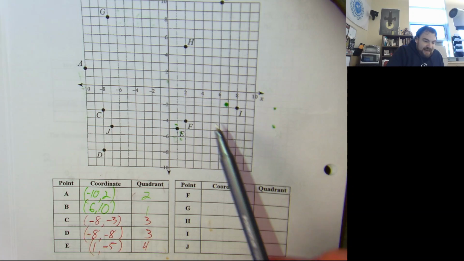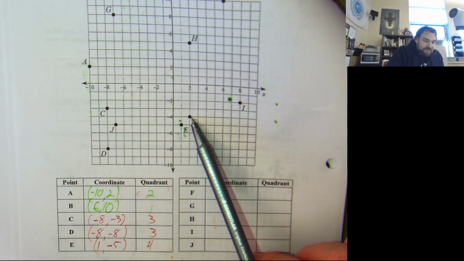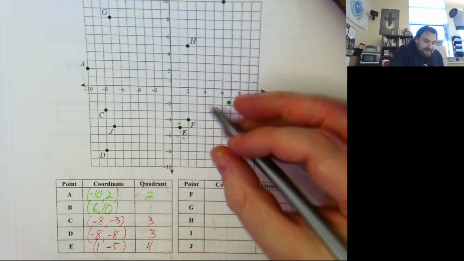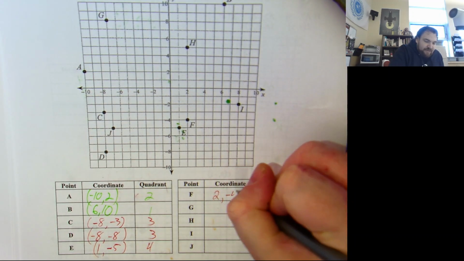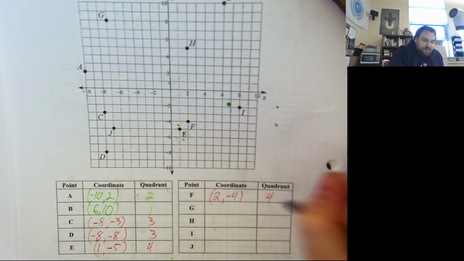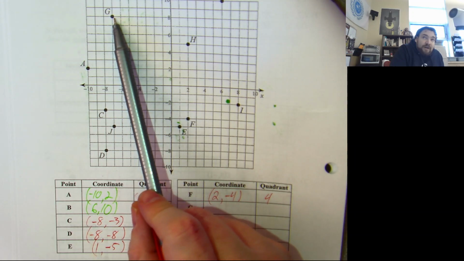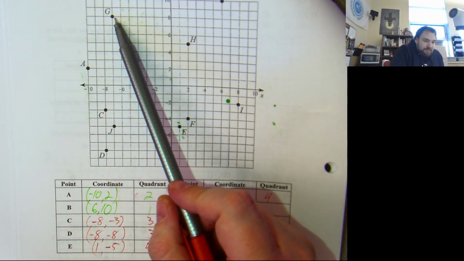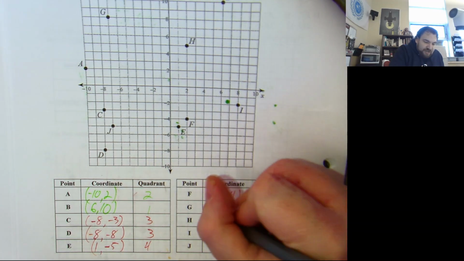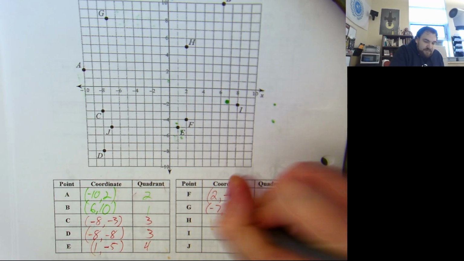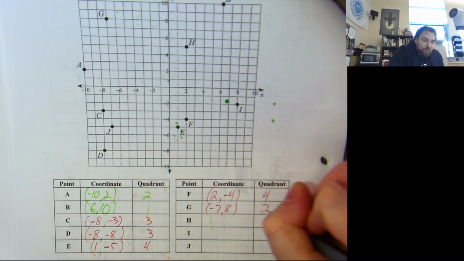F is that point right there. So what are the coordinates of F? Yes, Dakota, I think that was your voice. (2, -4) in quadrant number 4. G is this point way up here. What are the coordinates of G? You betcha, (-7, 8) in quadrant number 2.